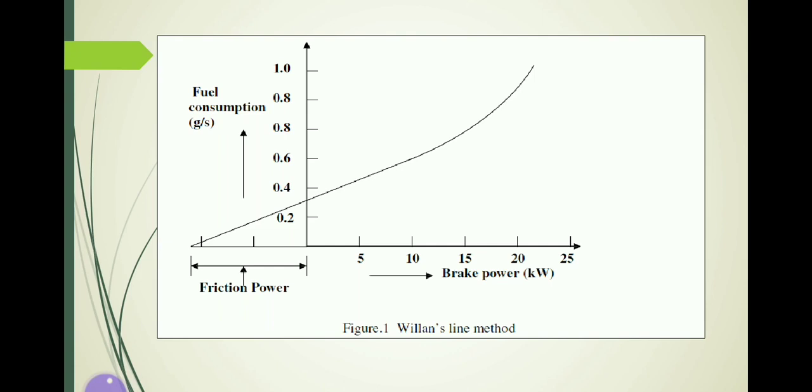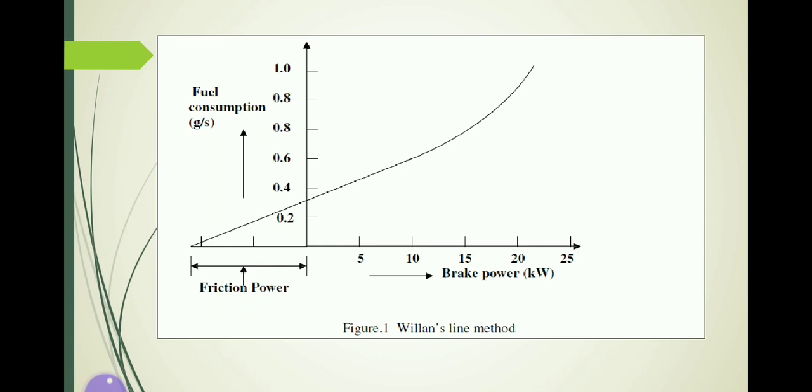First, one graph is going to be plotted. We can say that on the y-axis fuel consumption is going to be shown, that is gram per second, as well as on the x-axis brake power is going to be shown. That means first we'll just consider this y-axis and x-axis only, not the friction power graph.